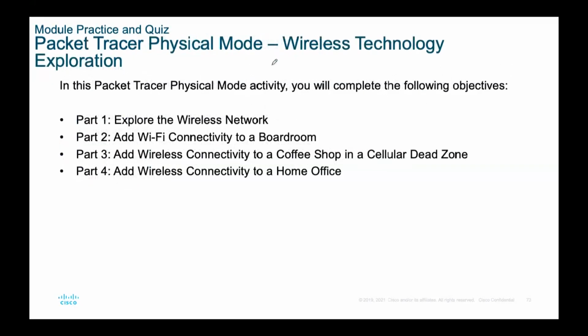There is a Packet Tracer physical mode activity as well: wireless LAN technology exploration. In this Packet Tracer physical mode activity, you will complete the following objectives. First part, explore the wireless network. Then add Wi-Fi to a boardroom, add wireless connectivity to the coffee shop in the cellular dead zone, and then part 4, add wireless connectivity to a home office. Try to do this. This is also a very interesting activity.